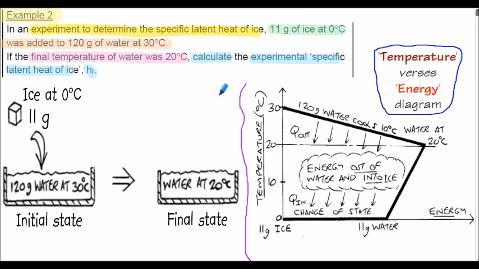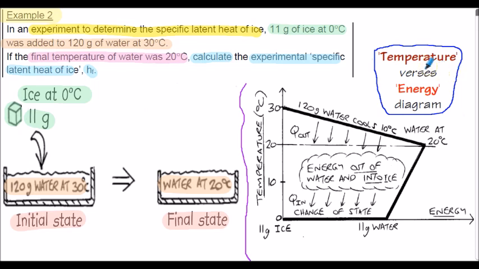So as always, let's try and extract the information from the question and draw appropriate diagrams as required. So essentially we have a cube of ice, 11 grams at 0 degrees C, and we place that into a 120 gram tank of water, which is at 30 degrees C. This is termed the initial state. Sometime later, the ice has now melted, become liquid, and the tank of water has now reduced its temperature to 20 degrees C as the final state. So that's the experimental scenario we're considering.